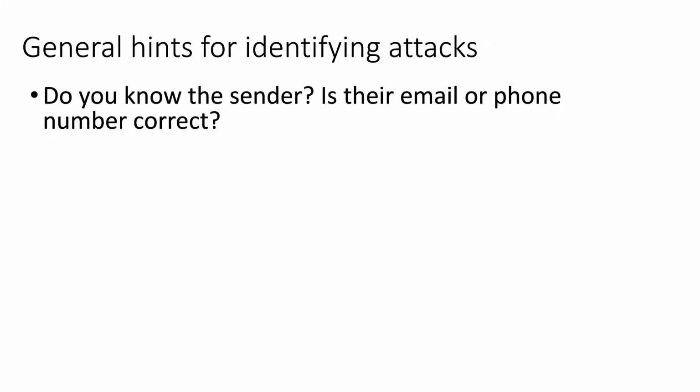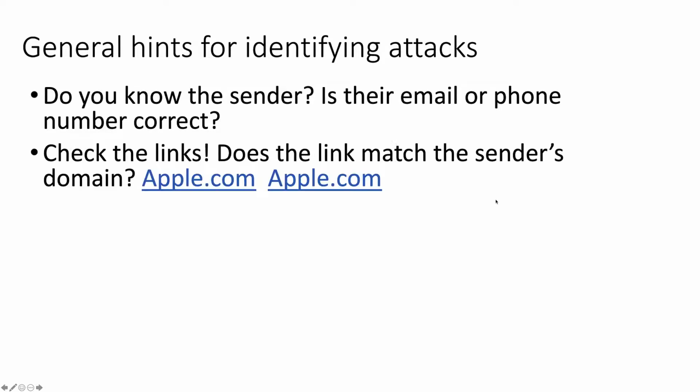So here's some additional general hints for identifying social engineering attacks. Do you know the sender? Look at their email. Look at their phone number. Are they correct? Check the links. Does the link match the sender's domain? For example, if you get an email or text message from apple.com, you can hover your pointer over the link, and I don't know if you can see there, but notice that that link goes to apple.com. Now let's hover over the second link and see what it shows us. I don't know if you can see that, but it says myredflag.com. So the way this link is formatted, it is not obvious that one of these goes to apple.com and the other goes to a domain that is not owned by apple.com.